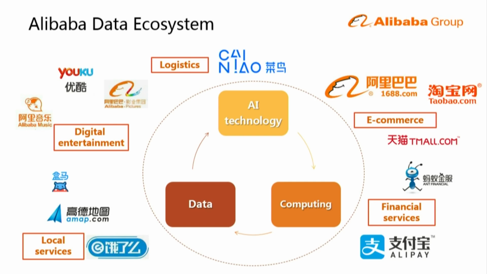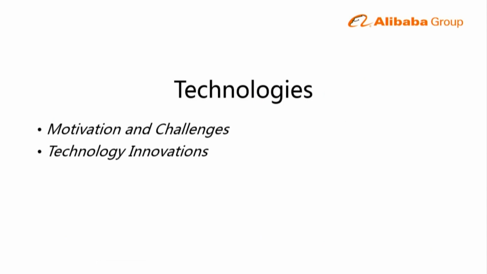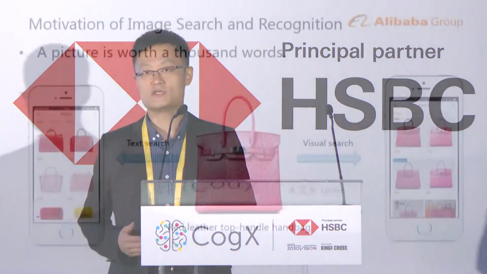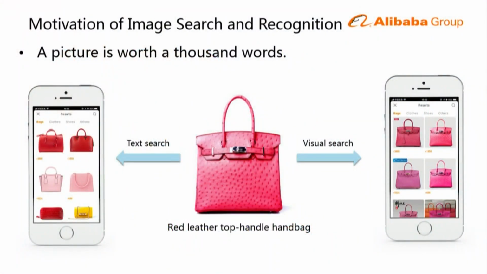So this is our first part. And in the second part, I will illustrate what is image search and recognition, the motivation, the technology challenges, as well as our technology innovations. The motivation of image search and recognition could be summarized by using one simple sentence. That is, a picture is worth 1,000 words.